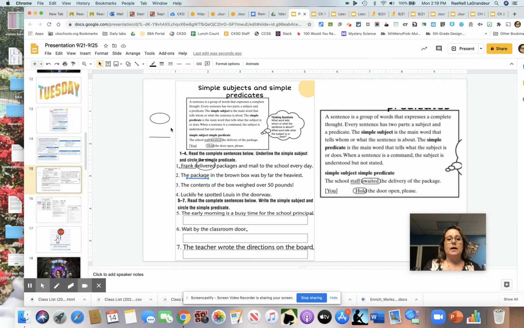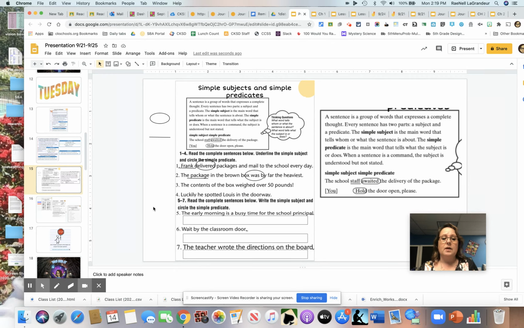So guess what? I'm going to go ahead and duplicate my circle, and I'm going to circle the word was. I may have to shrink my circle a little bit, but I see that was is the main thing I circled. So the package was. It sounds a little bit weird, but was is a form of to be, and it's a form of existing. So that is a simple predicate. It's what it's doing.